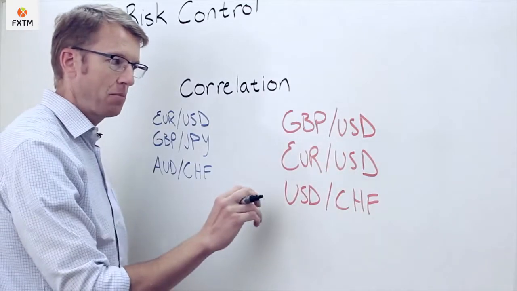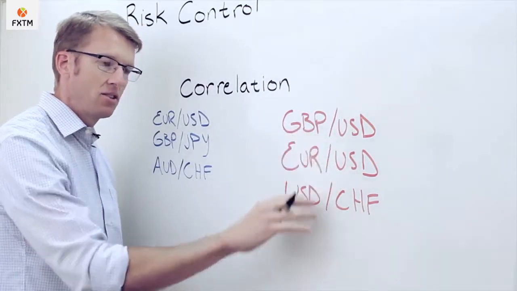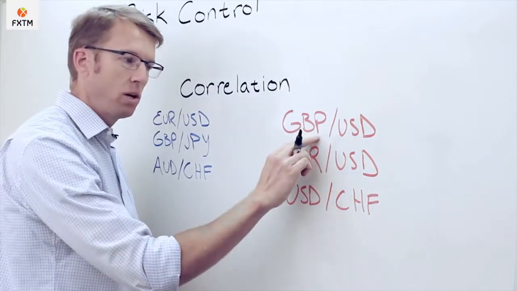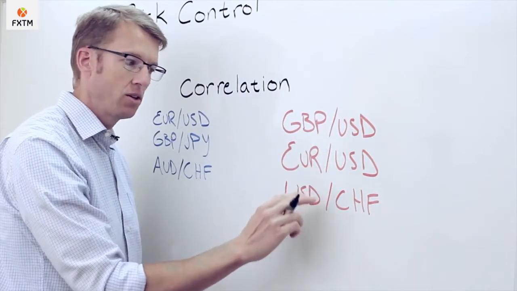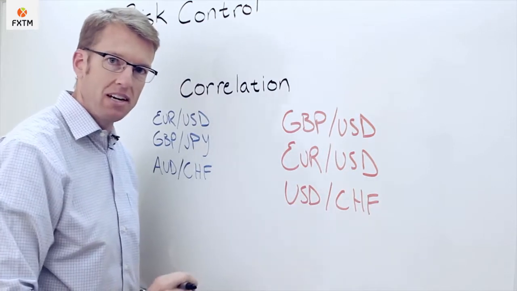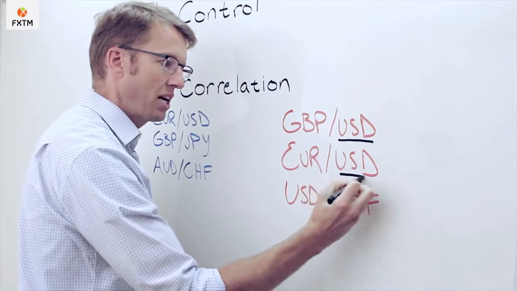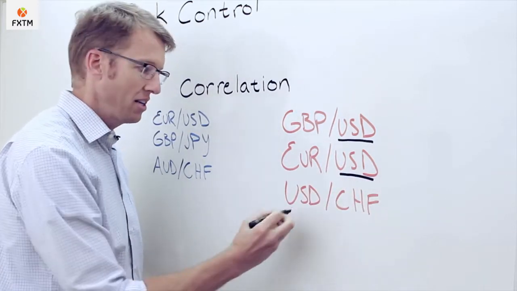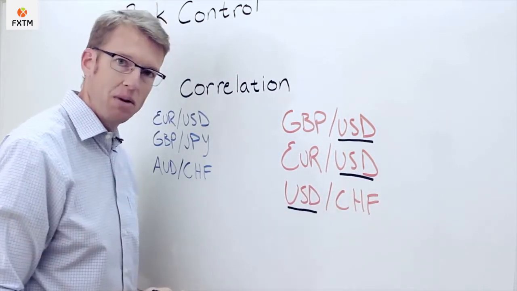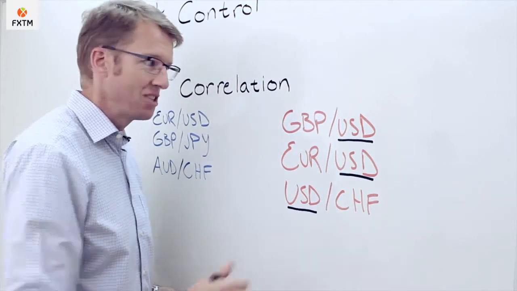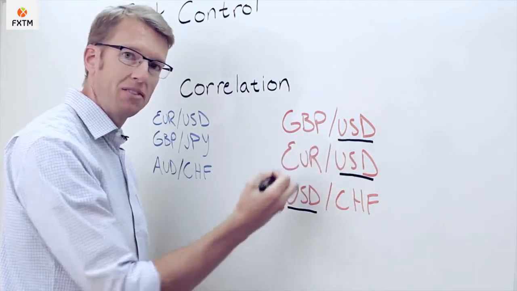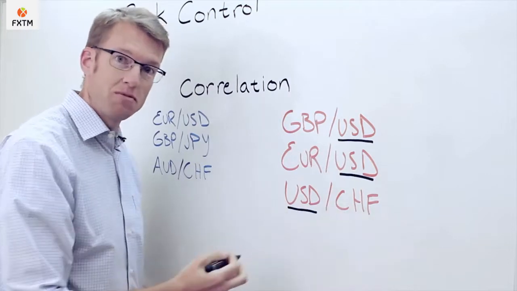So imagine, for example, that a trader has 3 trades in their portfolio. One's on the pound, the other one's on the euro, and then they're also trading the Swissy. Well, you'll notice here that in this case, we have the dollar on the quote side of both of these 2 pairs, and it's on the base side of this particular pair. So let's say hypothetically that this trader was long the pound, they're long the euro, and they're short the franc.